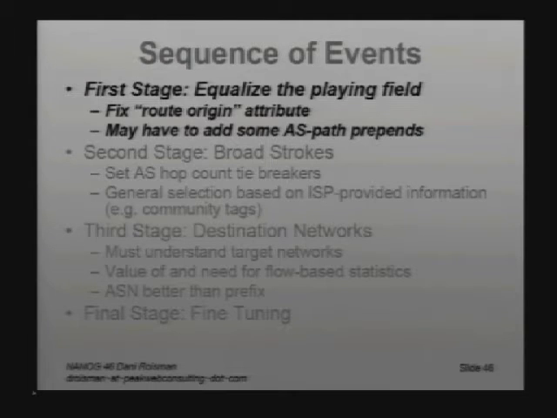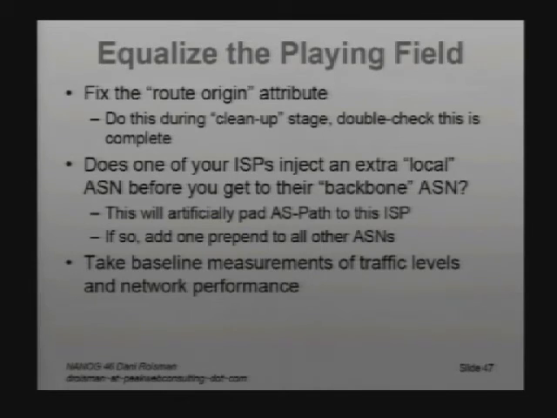So the first stage, I said we fixed the route origin attribute. We may have to set some AS prepends. Route origin, we already did during the cleanup stage, but go ahead and double check. Do a show ip bgp neighbor routes, do a show route receive-protocol bgp neighbor IP. Go ahead and make sure all those attributes are set to internal.